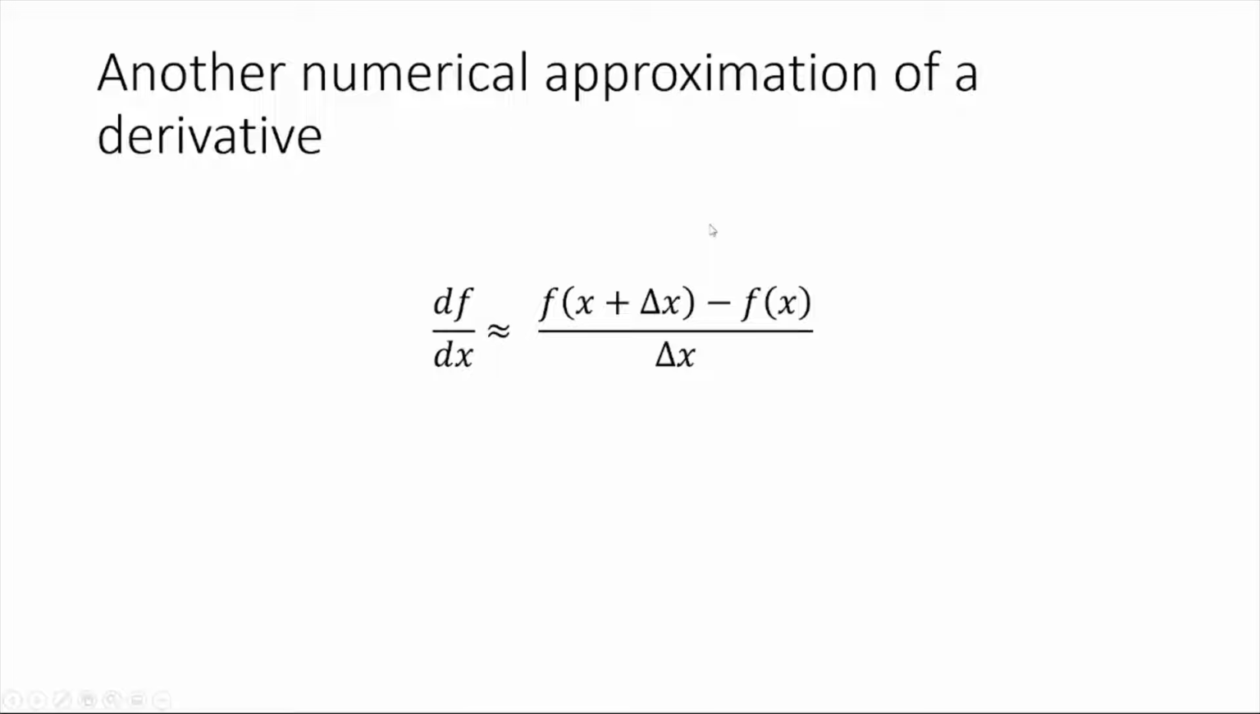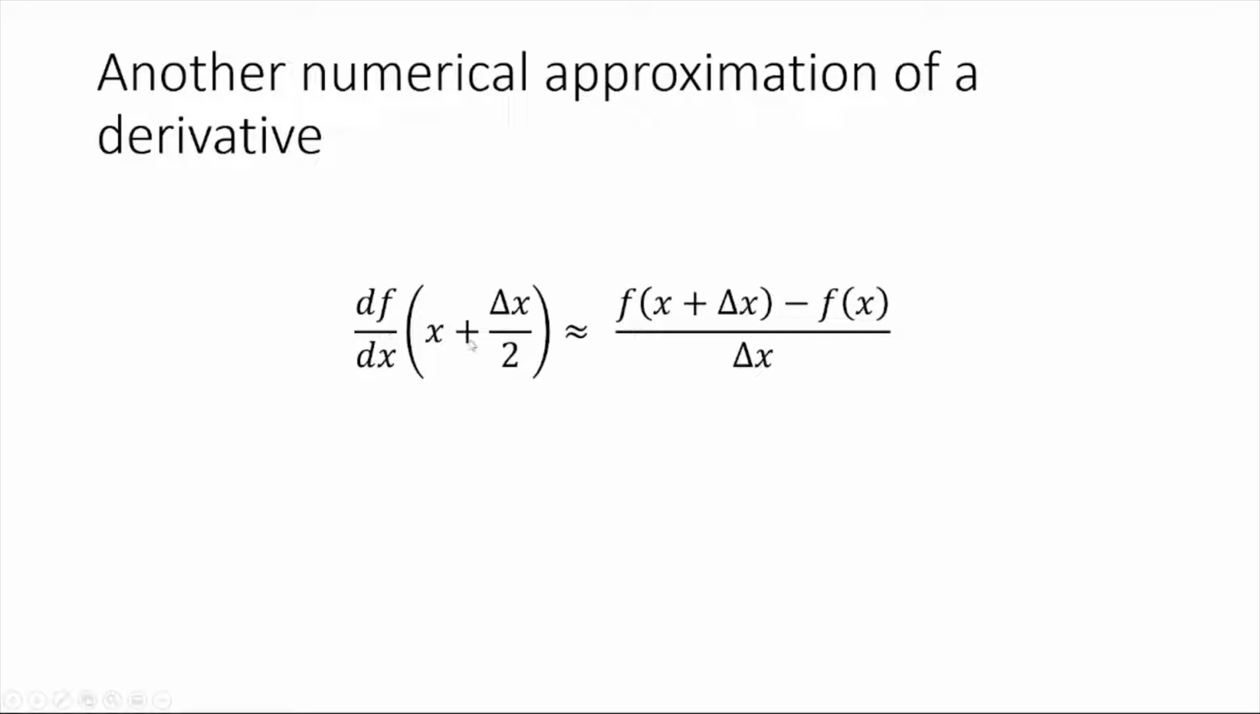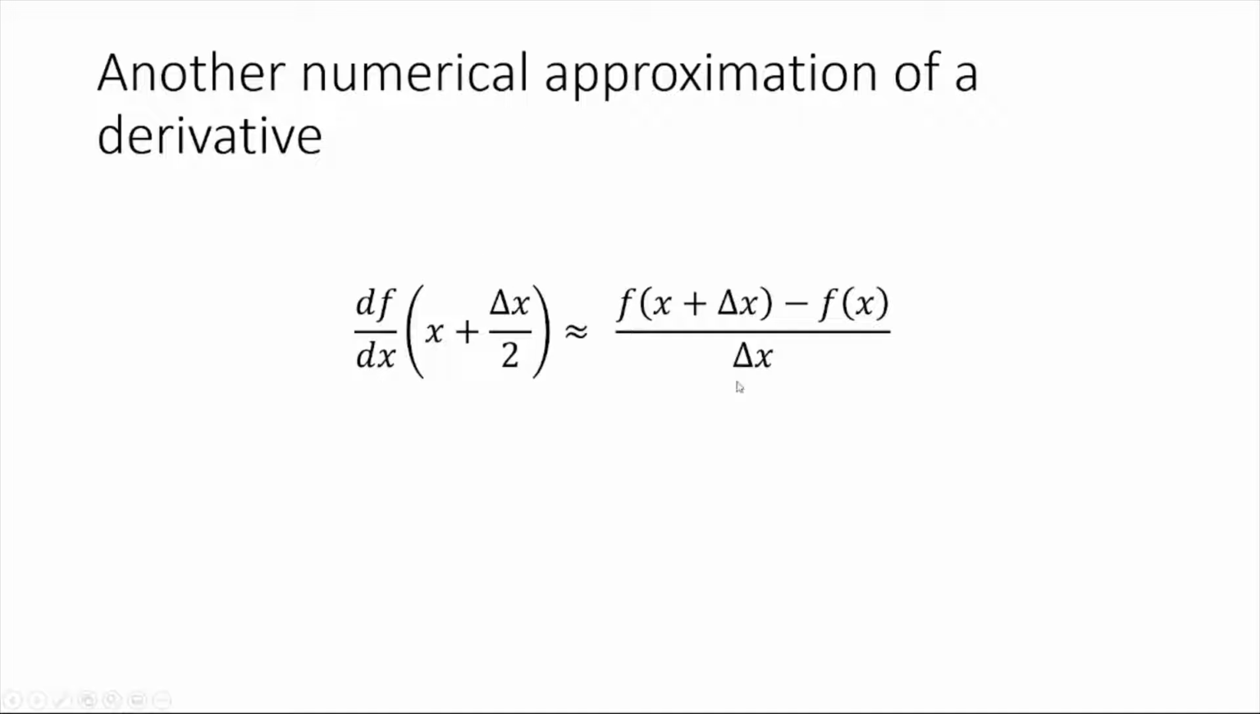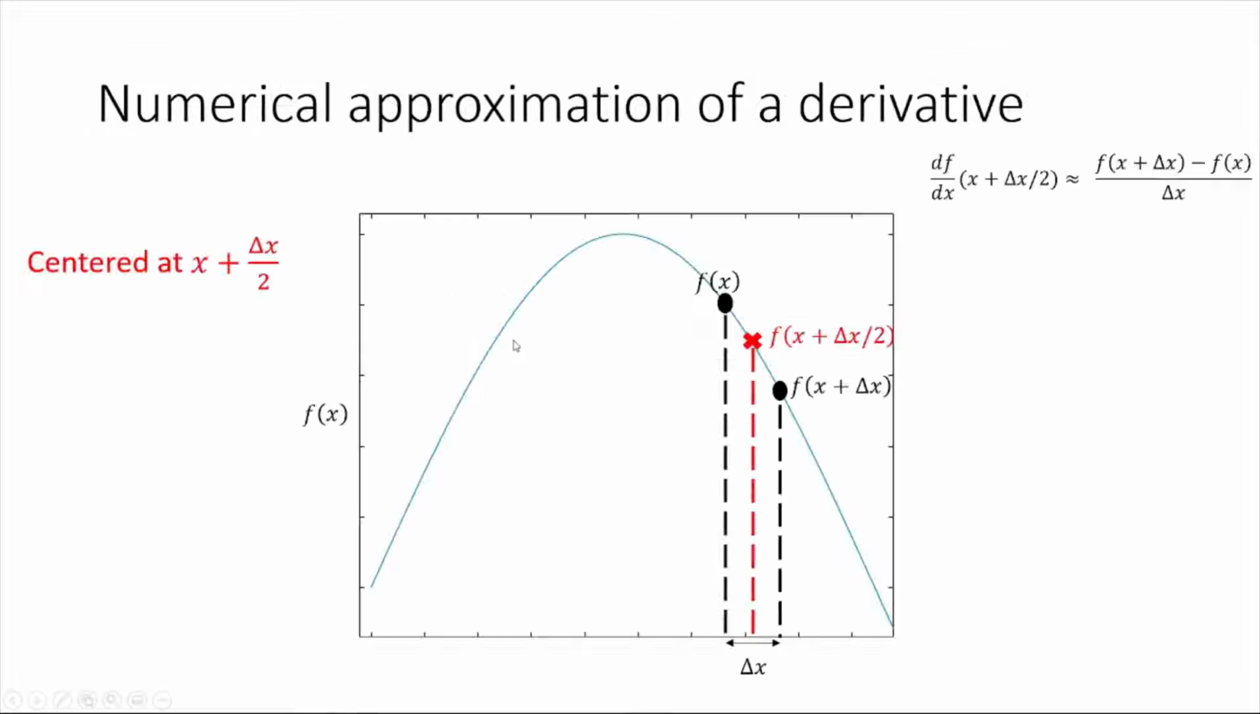There's another formula for numerical approximation of a derivative, and that's this formula here. Now you'll notice here that I didn't say that this is at x, because it's actually technically not at x. This derivative is centered at x plus delta x over 2. And the way you can see that is, again, plotting it out. Here, we have this formula, so we take a point f at x plus delta x and f at x, and in the middle of those two, we have the point f at x plus delta x over 2. So this formula here calculates the derivative not at x, but at x plus delta x over 2. So this derivative is centered at x plus delta x over 2.